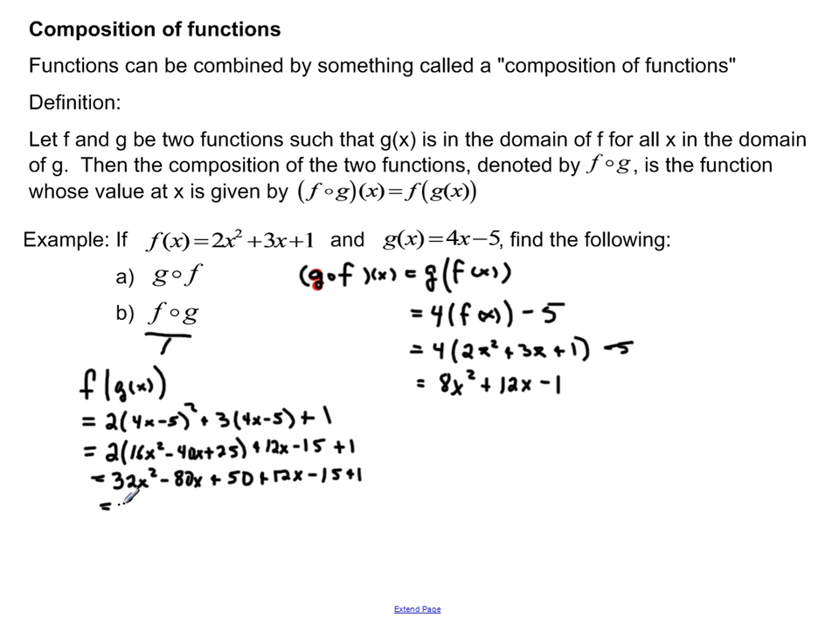And this is going to become 32x squared, minus 80x plus 12x becomes minus 68x, plus 50 minus 15 plus 1 gives us 35 plus 1, which is to say plus 36. So this is our simplified composition f of g of x.